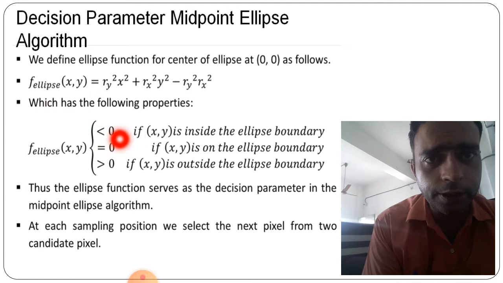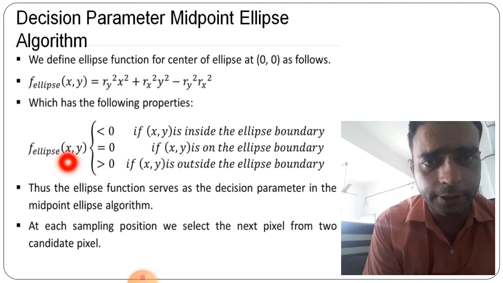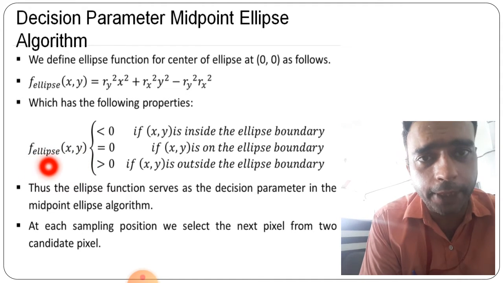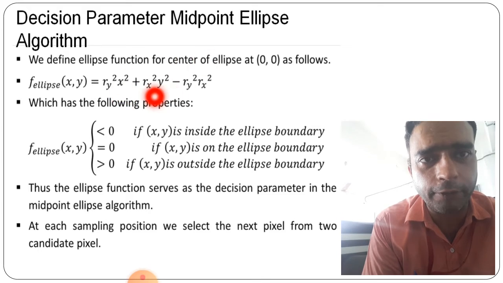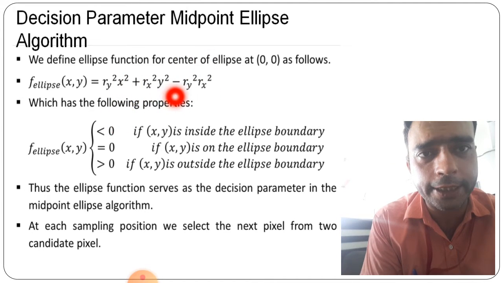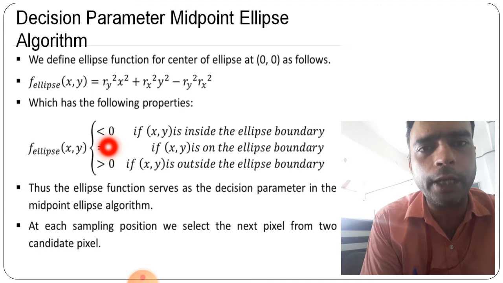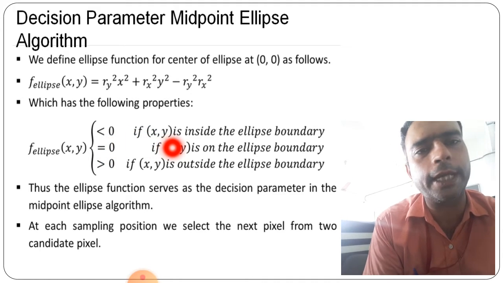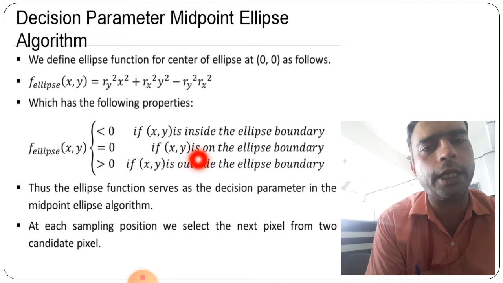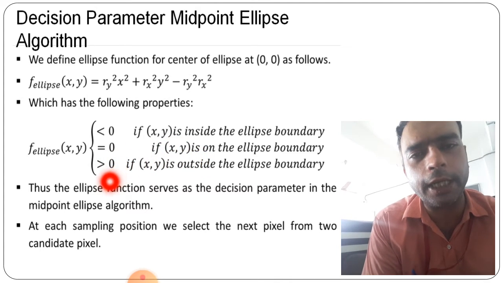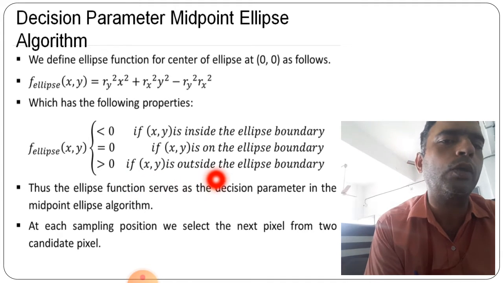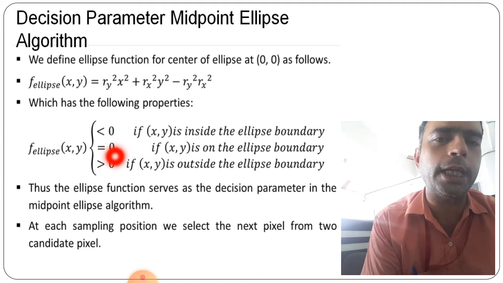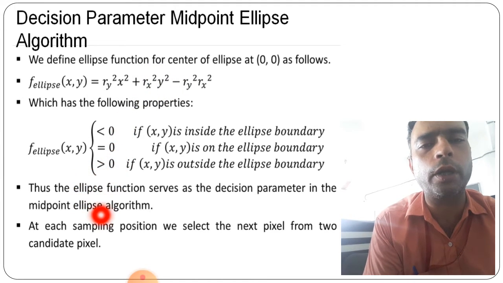So here which has the following properties, here we are taking f ellipse x comma y, ये वाला calculate करेंगे हम लोग x y और rx ry के according. So we will get some value, if it is less than 0 then the particular x comma y is inside the boundary, if it is equal to 0 then it is on the boundary, and if it is greater than 0 then it is outside the boundary. So we can see using this formula whether it is inside, outside or on the boundary of ellipse.